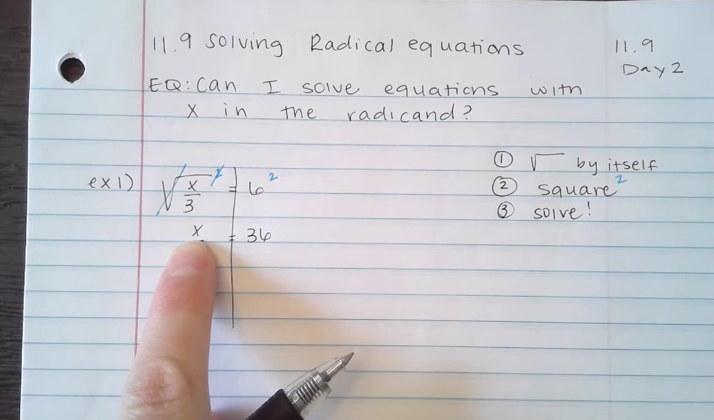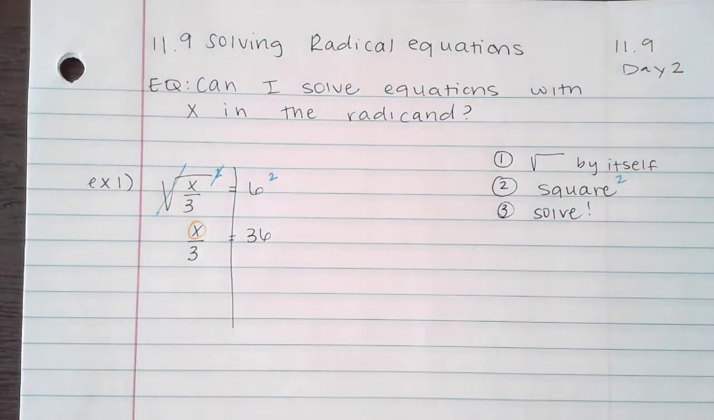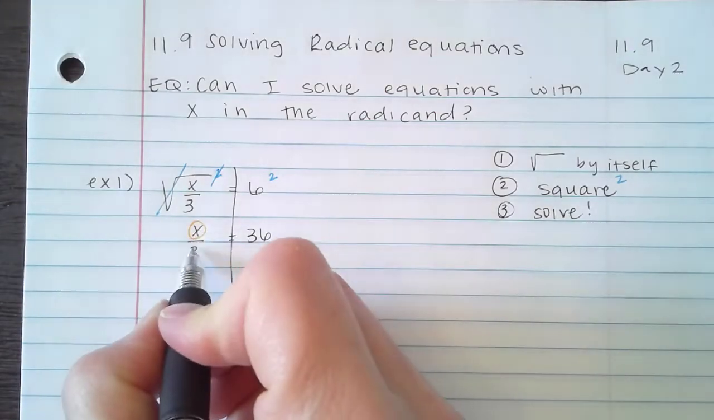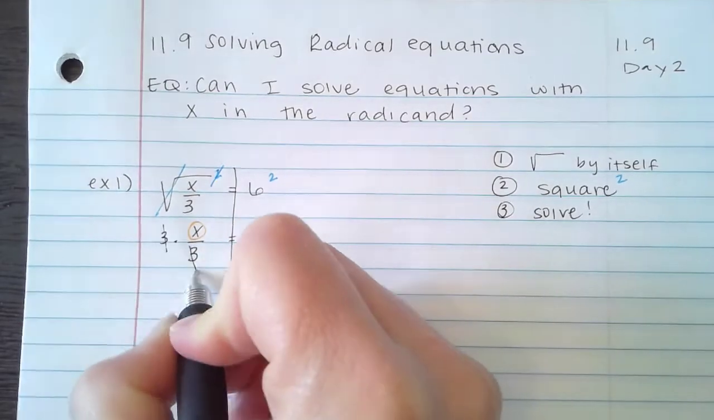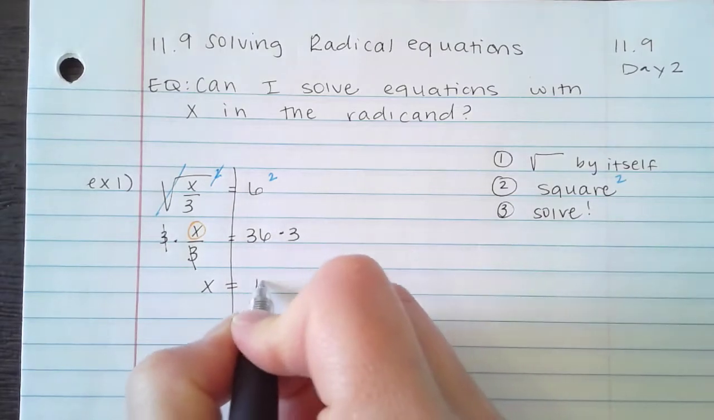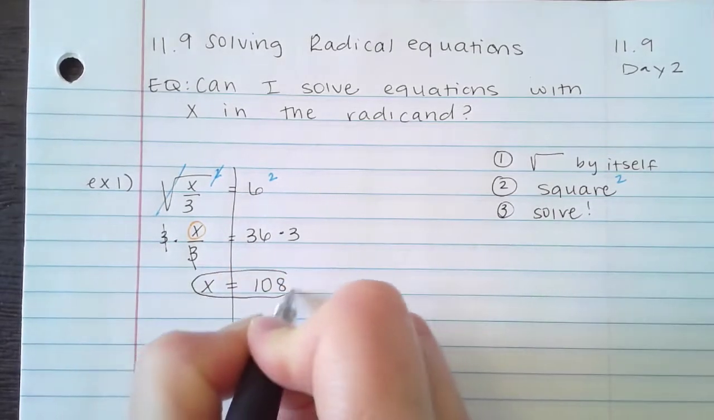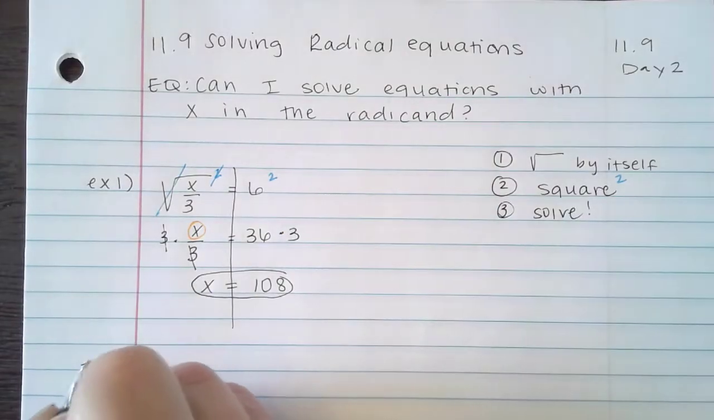Can I get x by itself? How do I get x by itself? This is a one-step equation, an equation from 6th grade. X is being divided by 3. You are going to multiply both sides by 3. Those eliminate. And x is equal to 36 times 3, which is 108. And we are all done. We followed those 3 steps, and we got to the end.